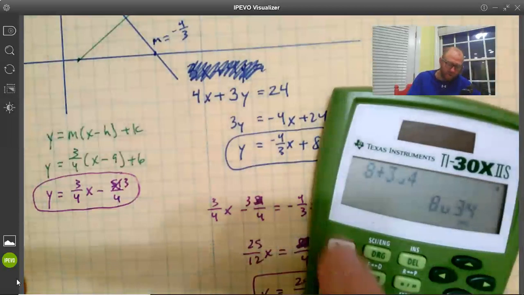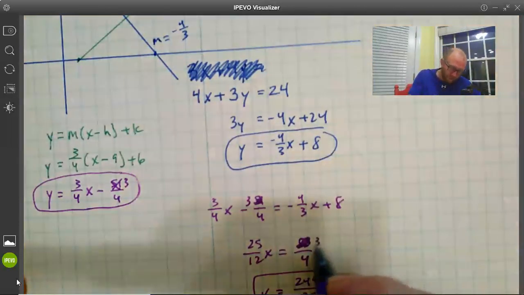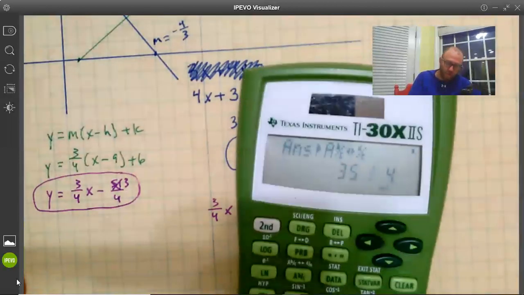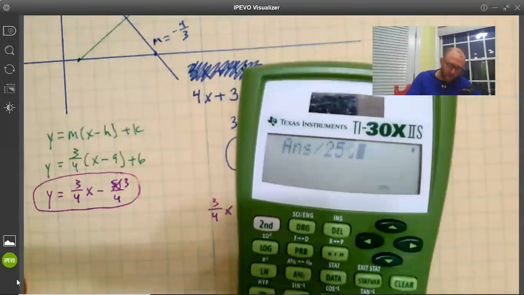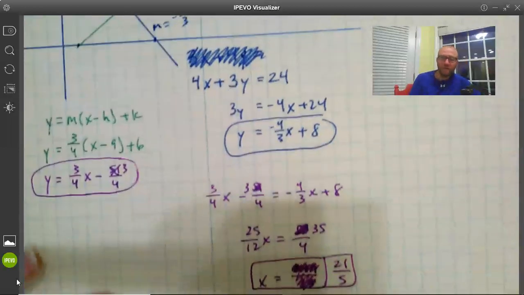is going to be 8 3/4, or 35/4. And we're going to divide that by 25/12. Divided by 25/12 gives us 4 1/5, which is more like what we expected, or 21/5. See, sketching it out paid off. I caught that mistake. 21/5.